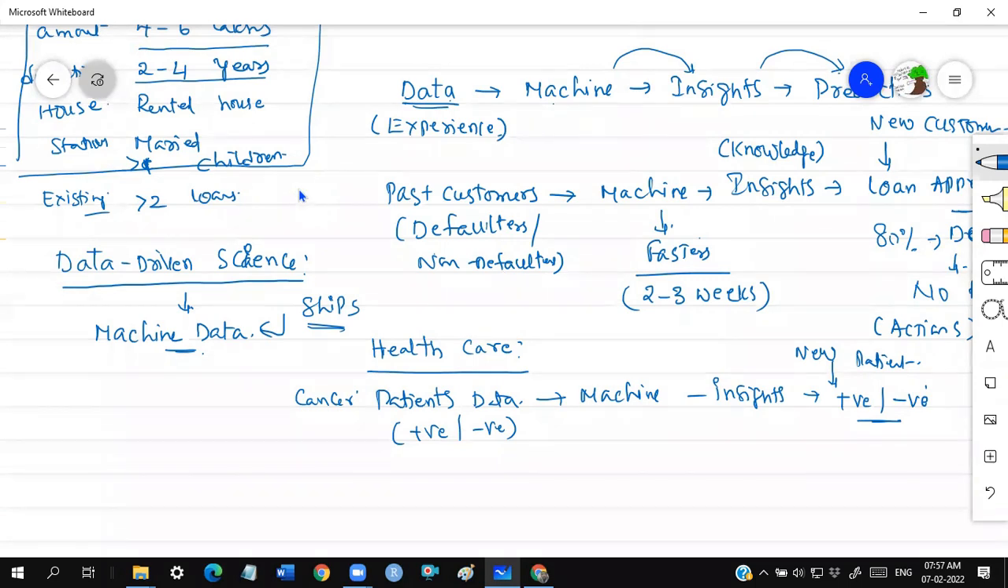So see guys, it's not only for business purposes. Mainly this is also used for research purposes. A lot of research projects and a lot of business projects are there where we can work with machine learning and data science, and it is done using the machine's data.